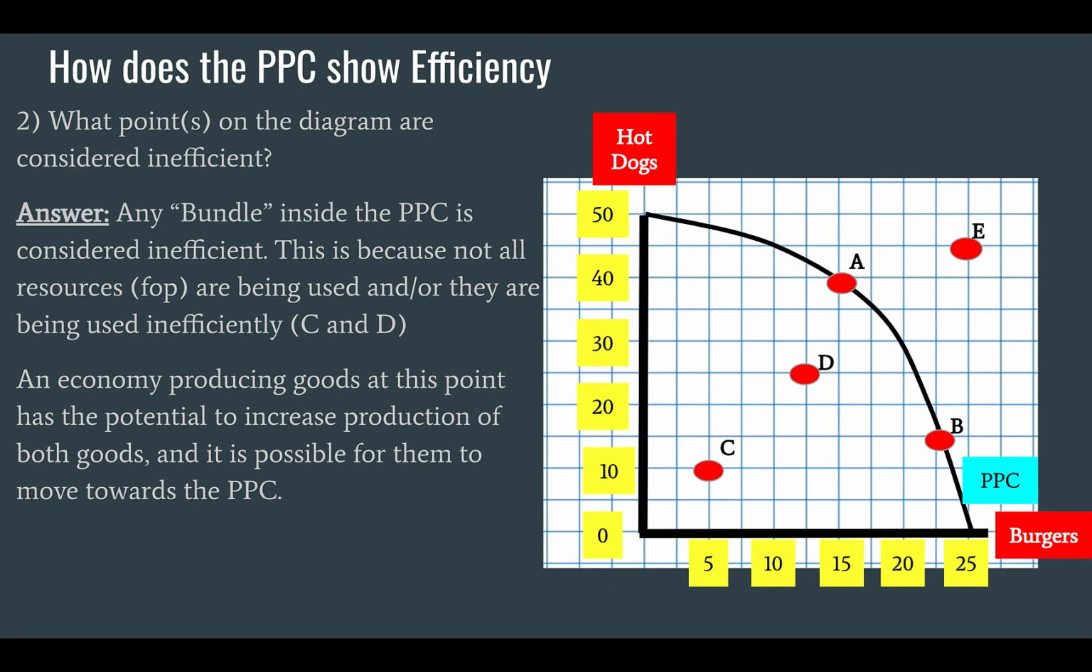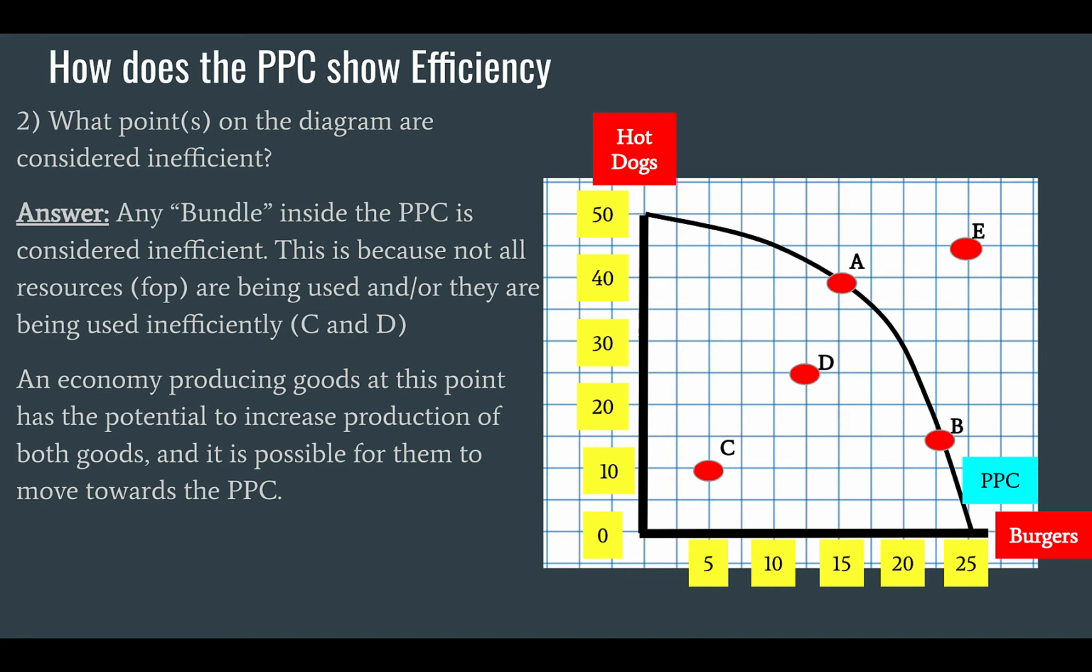What points are considered inefficient? Well, any point within, inside, to the left and below the PPC here is considered to be inefficient. Again, just dealing with these 5 points, points C and D are considered to be inefficient. And I'm saying a bundle because a bundle is just a collection of hot dogs and hamburgers. Here we have 10 hot dogs and 5 hamburgers. Here at D we have 25 hot dogs and 12 and a half hamburgers seemingly, and so on and so forth. But we could have any number of bundles, any number of combinations of hot dogs and hamburgers that are inside the PPC, and they are considered to be inefficient.